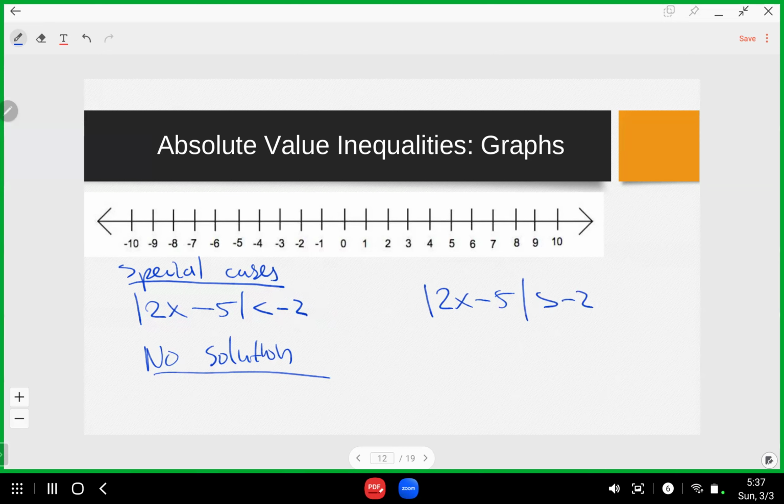What happens here? So an absolute value is always positive, right? So x must be greater than 0 here. The absolute value must be greater than or equal to 0 here. It can't be negative 1 either.